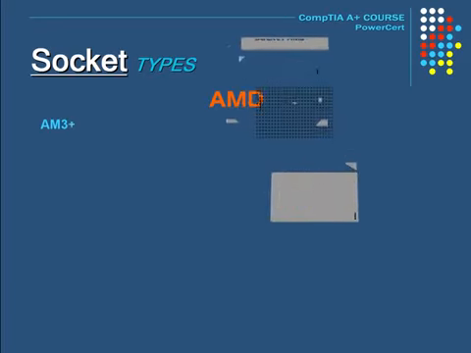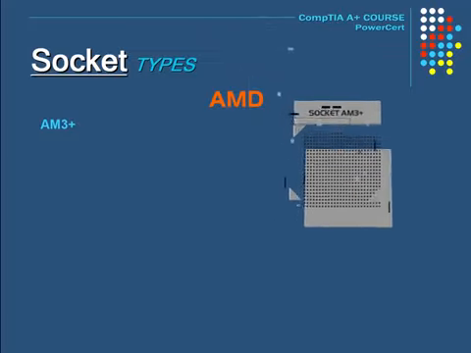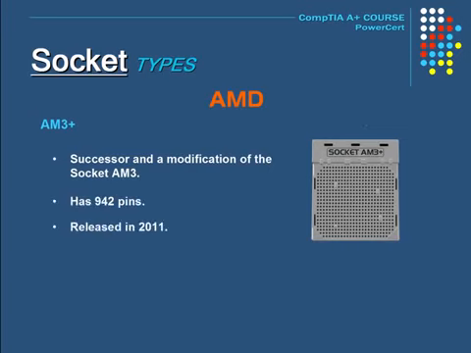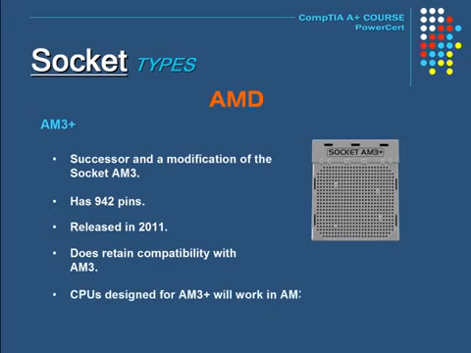Next is socket AM3 Plus, which is the successor and a modification of the AM3. It has 942 pins and was released in 2011. The AM3 Plus does retain compatibility with AM3, so CPUs designed for the AM3 Plus will work in AM3 sockets.